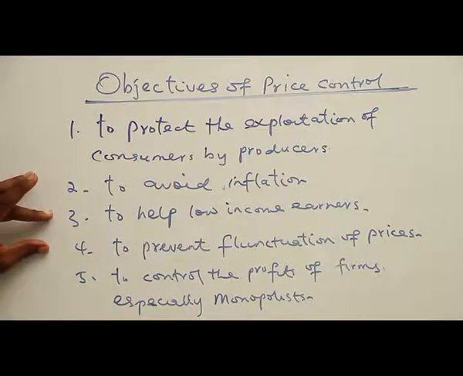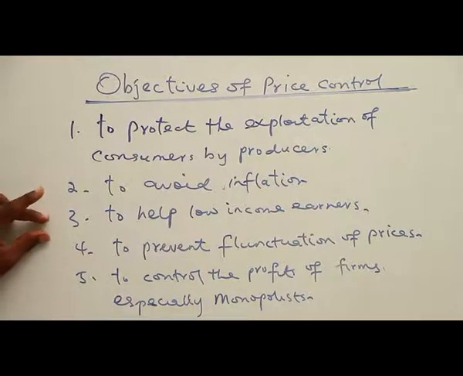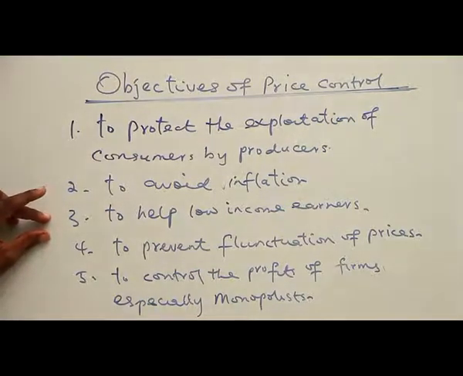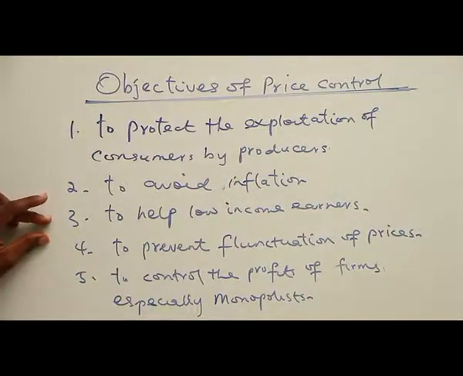Number three, to help low-income earners. That is the essence of a minimum price control. That is, farmers that are having a fall in their income, so they try to put in place minimum price control. That's why we have the equilibrium price, and we have the price above the equilibrium price, so that the farmer can have stable income.